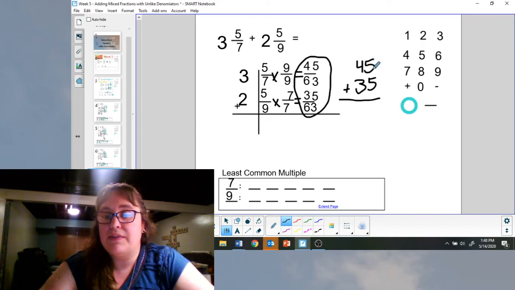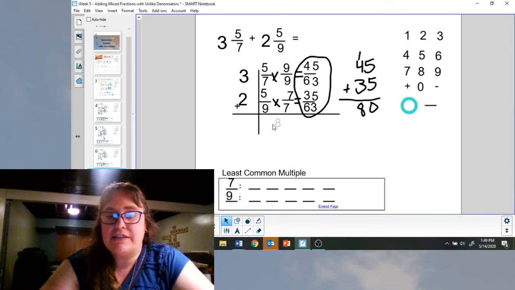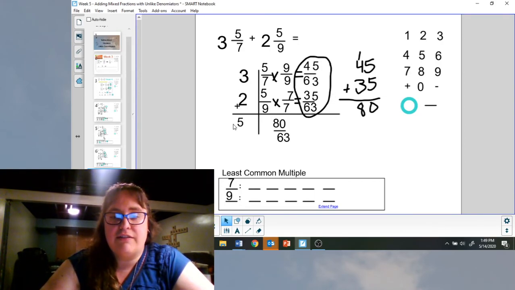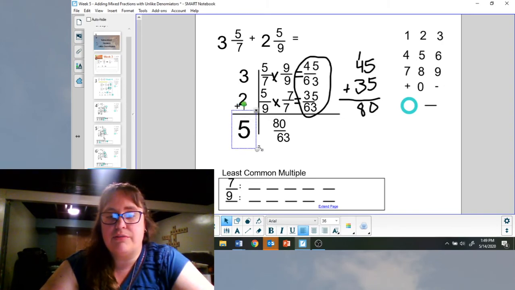All right, so I'm going to look at it this way. 5 plus 5, 5, 6, get it? 10. Carry. And then I've got 4 plus 3 plus 1 more is 8. So that's actually 80. Okay? So your answer for the fraction side is 80 over 63. And adding up your whole numbers, 5 plus 2, 3 plus 2, you should have gotten 5, making that larger than your fraction number. Okay?